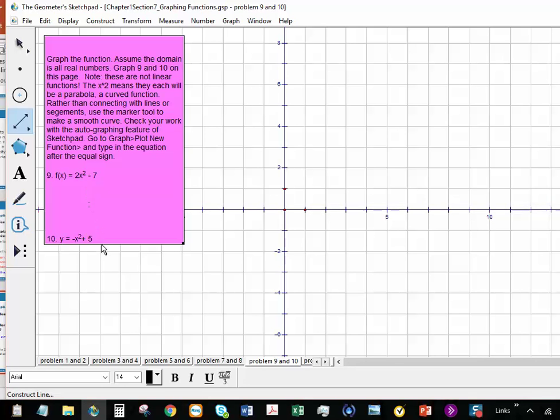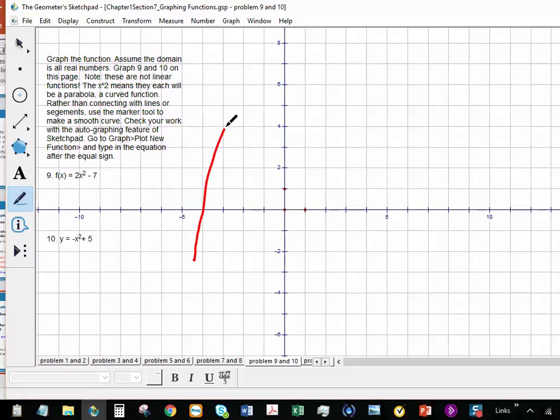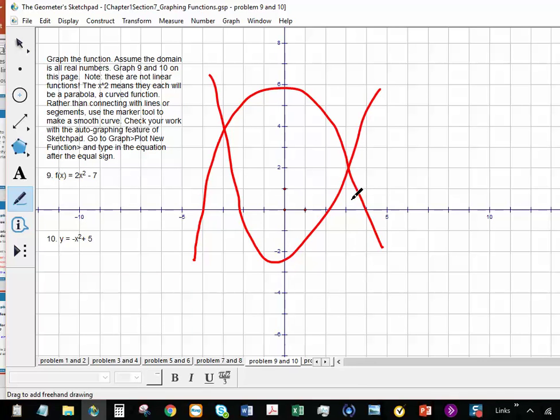These two will be quadratic. These are going to look like parabolas. They have an x squared in them. So you can't use straight line segments to do that, but you can use a marker tool. This is going to turn out badly, but to attempt to make your parabola will look something like this. That wasn't so bad. Or maybe it'll look something like this, depending on whether it opens upward or downward.